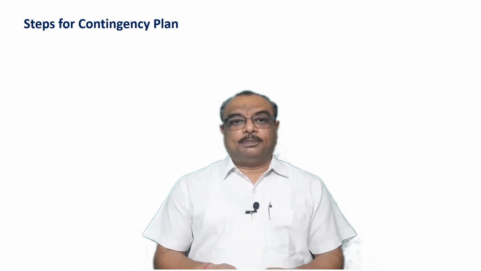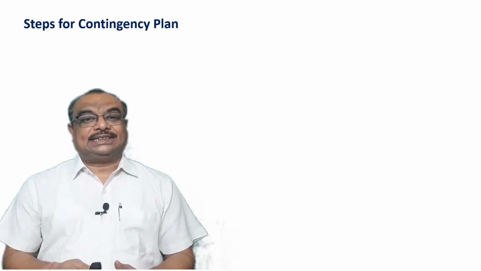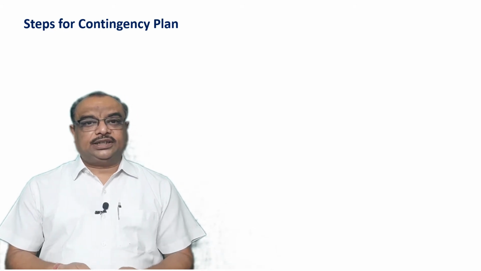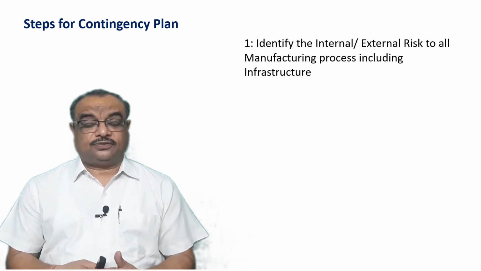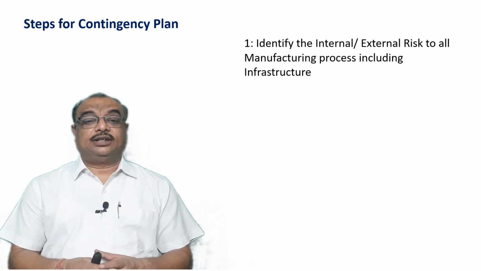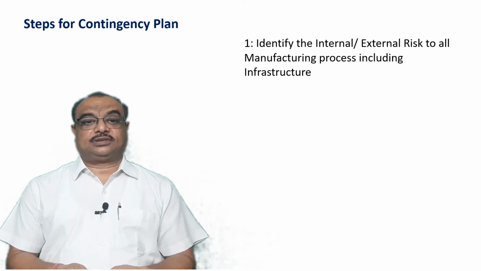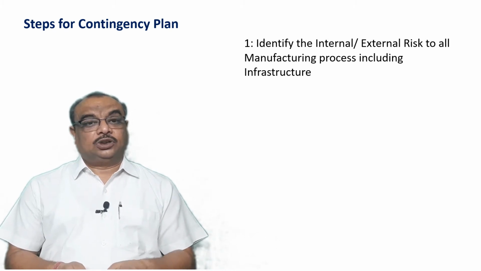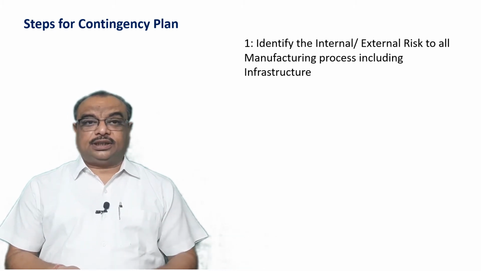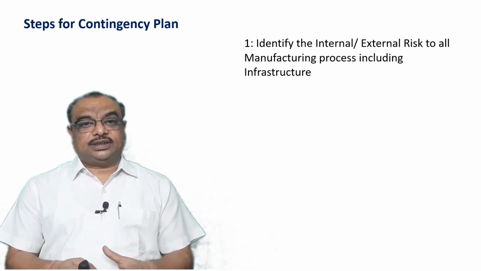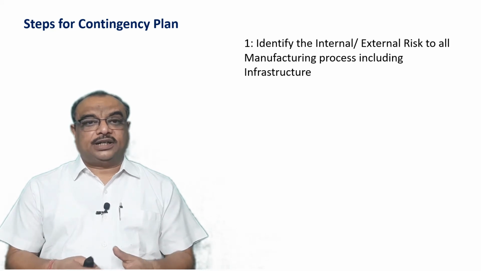Now, important are the steps for the contingency plan. In a contingency plan, the first part is that we have to identify the internal and external risks related to the manufacturing process. Normally, in industry, people are not identifying these external and internal risks. That's why their decisions could be a burden to the organization.